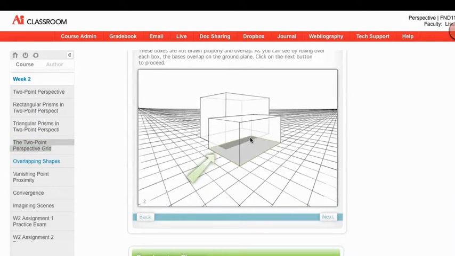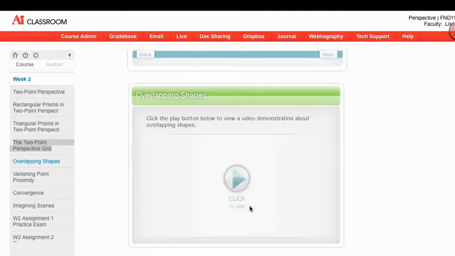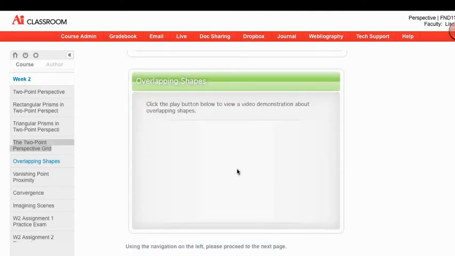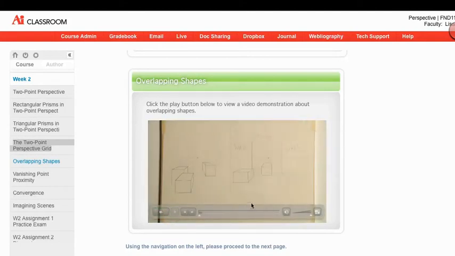Okay, so these two shapes couldn't exist in reality because they both are trying to occupy the same space right here. So this one would need to move over one row of grid blocks. Okay, so make sure you understand that and use that in your planning here. All right, and this is super useful, this video demonstration about overlapping shapes. So do take your time to watch that.